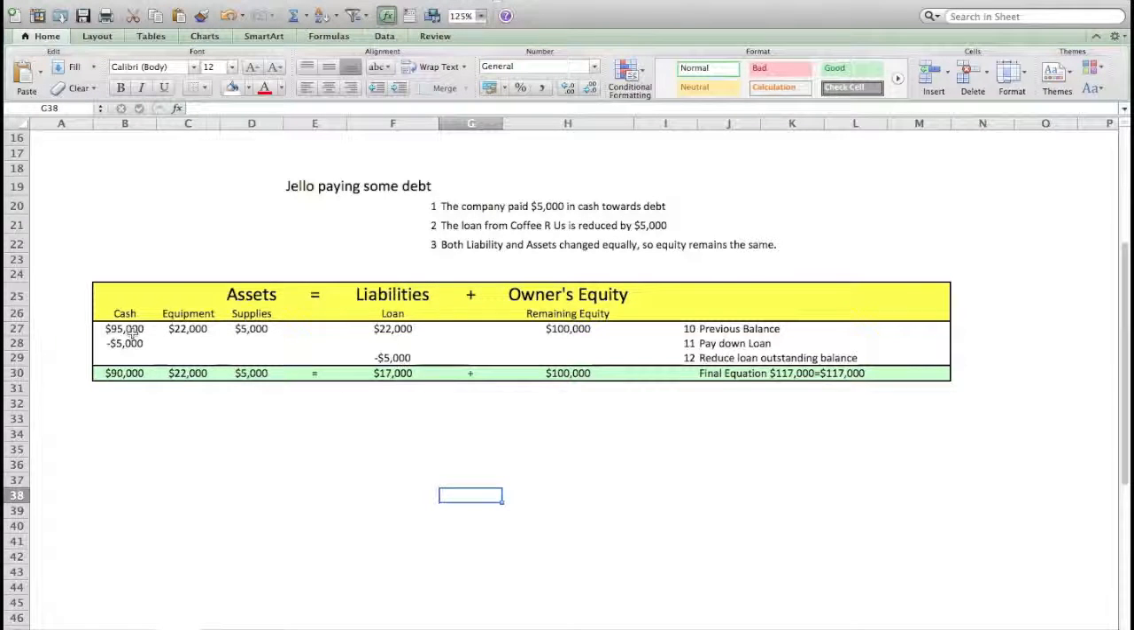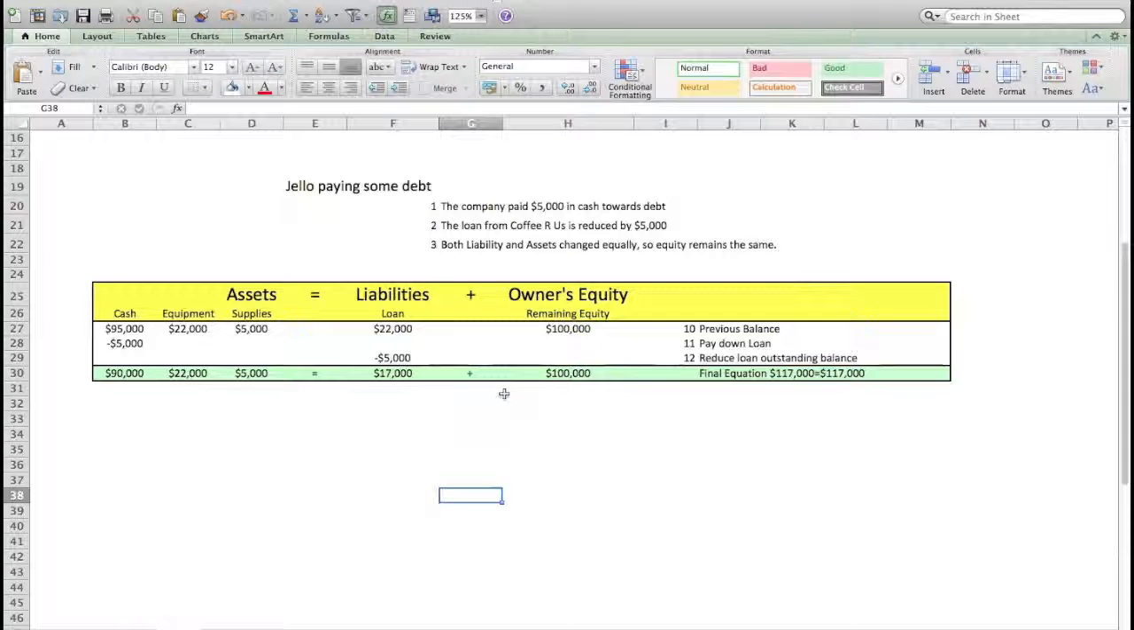We started out with $95,000 in cash, $22,000 in equipment, $5,000 in supplies, and we offset that with a loan for $22,000, and the remaining equity is $100,000. We decide to subtract $5,000 off cash. That drops cash to $90,000. Then we decide that it'll of course offset the loan by $5,000, dropping that to $17,000. So when you add $90,000 plus $22,000 plus $5,000, that'll equal $117,000.